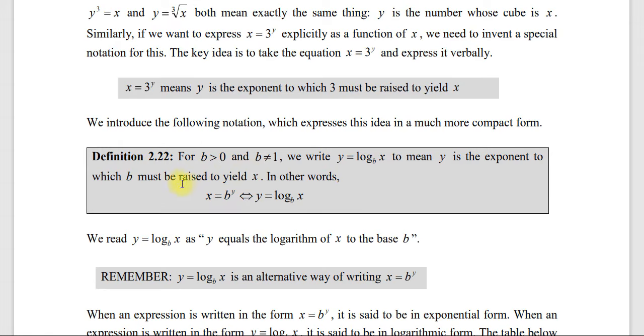So እዚህ ጋር እንግዲህ ኖቴሽን አለ. For b greater than 0 and b different from 1, we write y = log_b x to mean y is the exponent to which b must be raised to yield x.